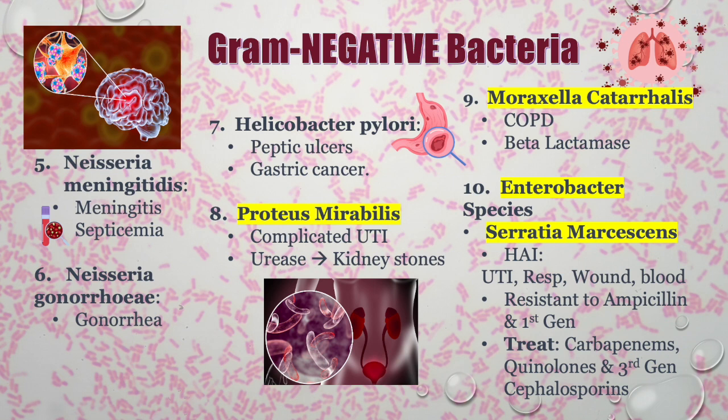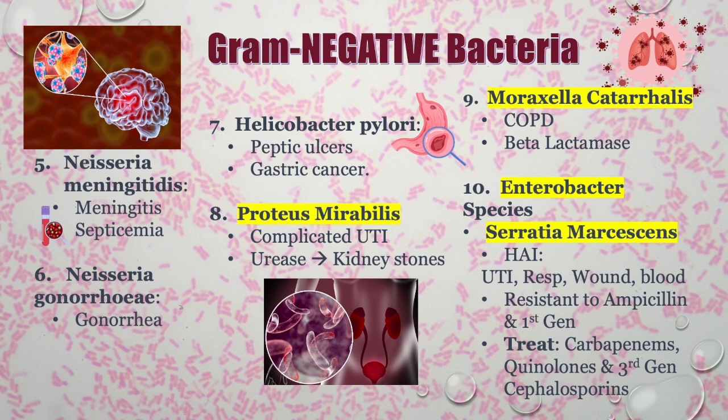Then there's Proteus mirabilis, which is commonly found in the human intestinal tract, and it's known for its ability to cause urinary tract infections, particularly in patients with complicated UTIs or with long-term urinary tract catheters. And it produces urease, which can lead to the formation of kidney stones. It's noted for its characteristic swarming motility on solid media.